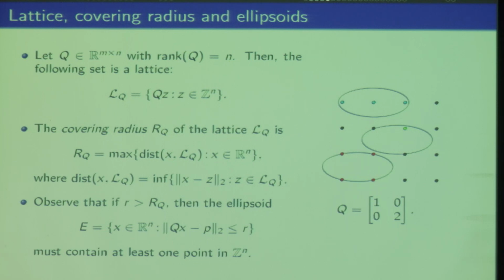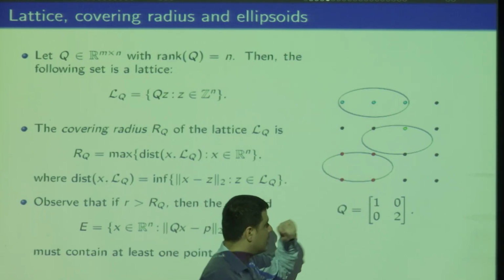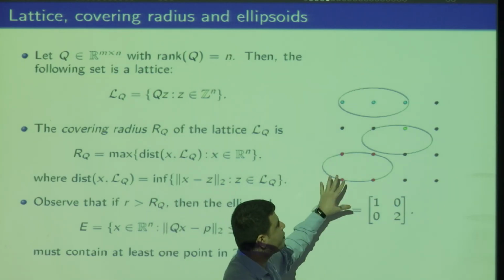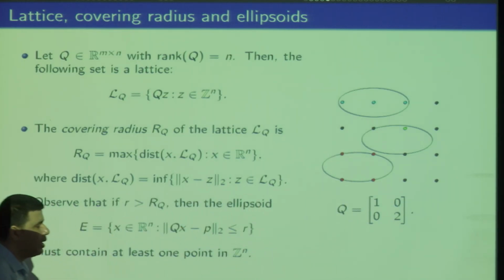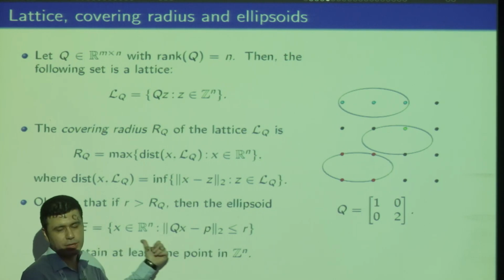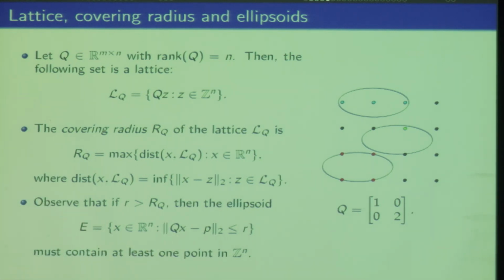So here in the picture, you see some ellipsoids, and this ellipsoid for sure contains some integer points. However you move it around in R2, for sure you will contain integer points. And you can show that the covering radius in this case is square root of 5/2, for instance. The nice property of the covering radius is that if your R is large enough, then for sure this set will contain integer points. So this is a step towards answering the proximity question.